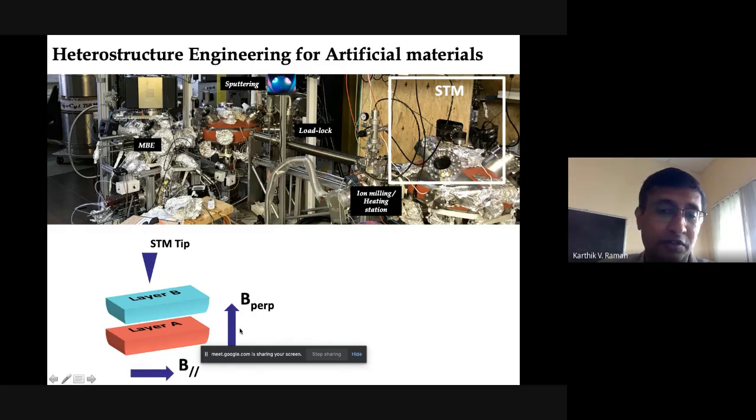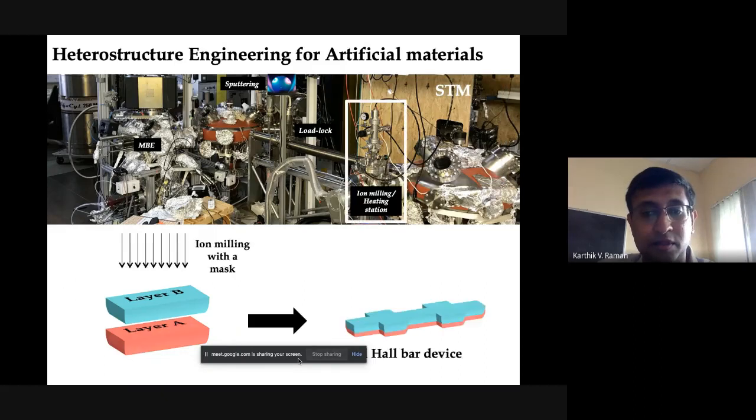And we can even study these films in fields, perpendicular and in-plane fields, which is looking at magnetic transport measurements. We also have a small ion milling system, which is a very small area one with a very small beam current. But this also helps us in patterning our devices into different structures, like a Hall bar structure in this case, and then look at properties of systems.